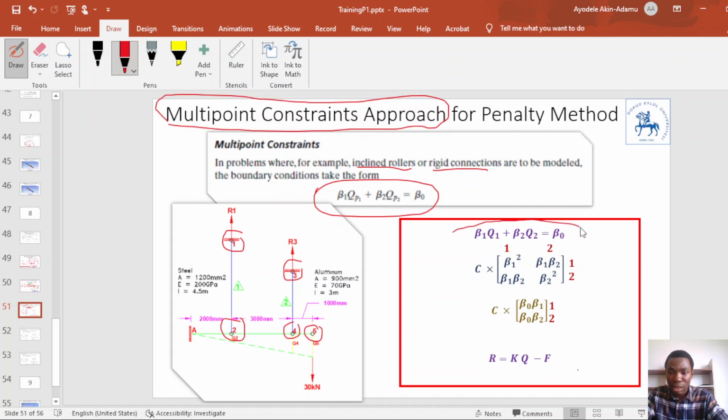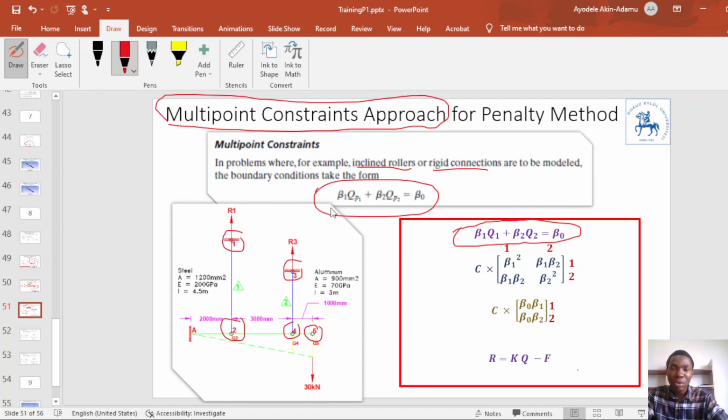Henceforth, let's refer to this equation: beta 1 Q1 plus beta 2 Q2 equals beta naught. Beta 1, beta 2, beta 0 are coefficients, which we will find when we define this equation. Q1 is our displacement support without load, while Q2 is the displacement boundary condition with load.